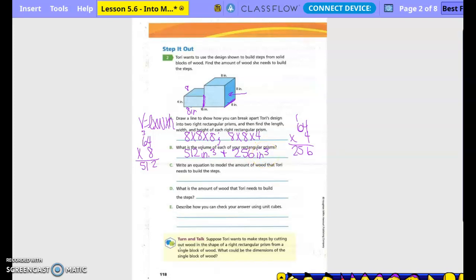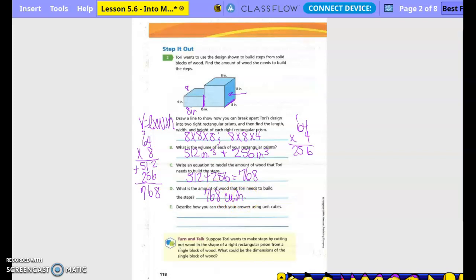Okay, so write an equation to model the amount of wood that Tori needs to build this step. So now we're going to do what? Okay, so I'm going to do that over here. Add it to one of the other ones, right? 6 plus 2 is 8. 5 plus 1 is 6, plus 2 is 7, so 768. So what is the amount of wood that Tori needs to build the steps? So 768 what? Cubic inches or inches cubed, right?